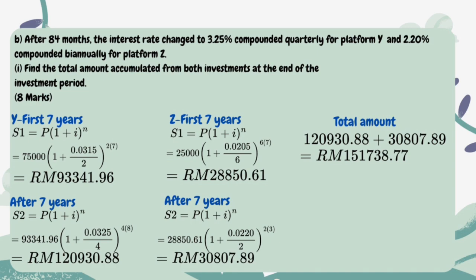The total amount accumulated from both investments at the end of the investment period is 120,930 ringgit and 90 cents plus 30,807 ringgit and 89 cents. The answer is 151,738 ringgit and 79 cents.